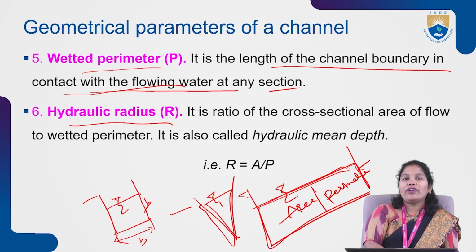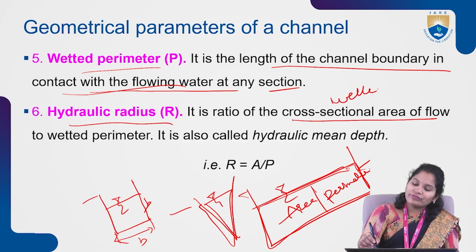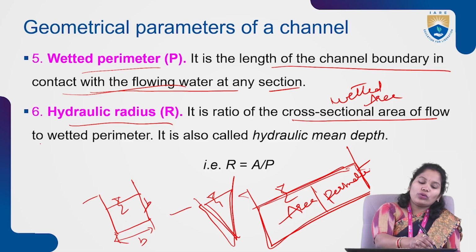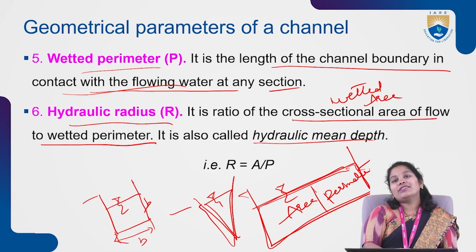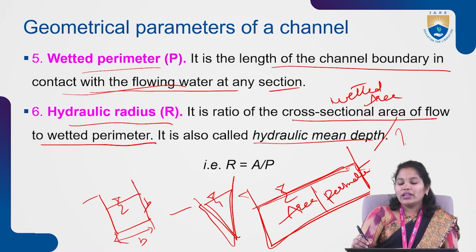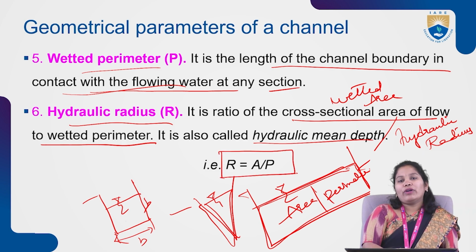Now hydraulic radius. Hydraulic radius is a very important one. It is the ratio of your cross-sectional area, that is the wetted area, to the wetted perimeter. It is also called hydraulic mean depth. So R is denoted by wetted area by wetted perimeter. R is equal to A by P.